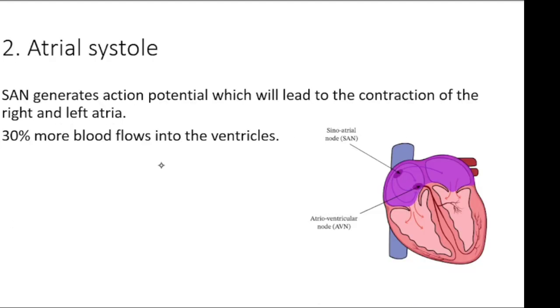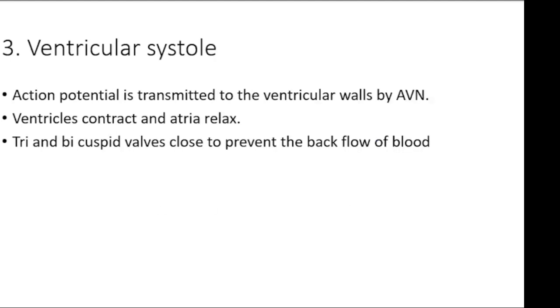Atrial systole. The sinoatrial node, which we already learned about, which is also called the pacemaker, generates an action potential which stimulates both the atria to undergo contraction. Since the atria contract, the blood will flow into the ventricles and the filling increases by 30%. The next stage is ventricular systole.